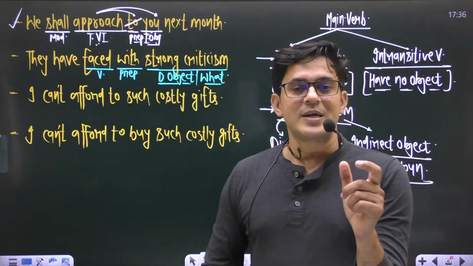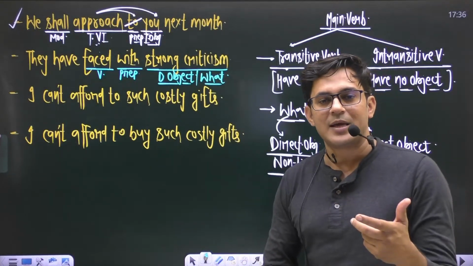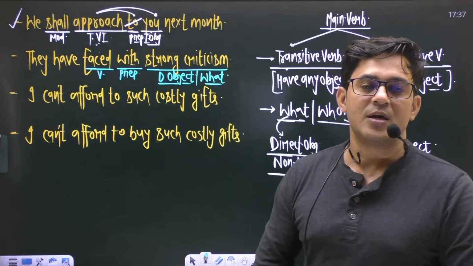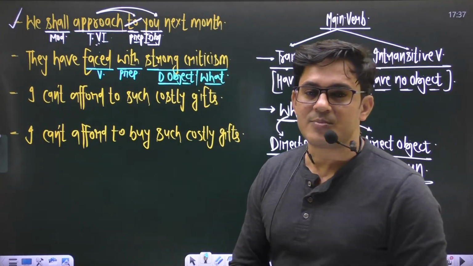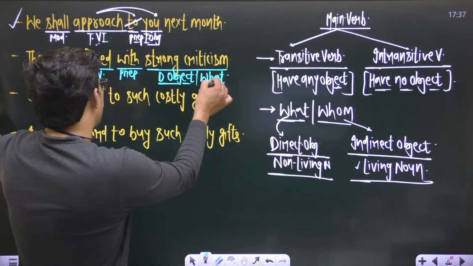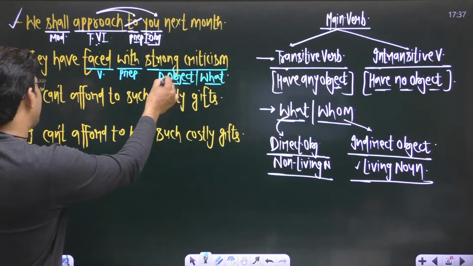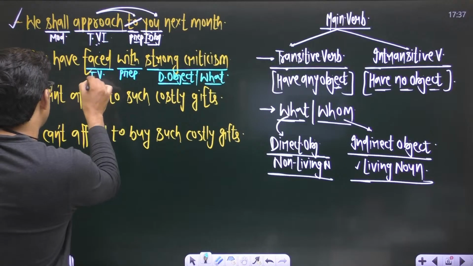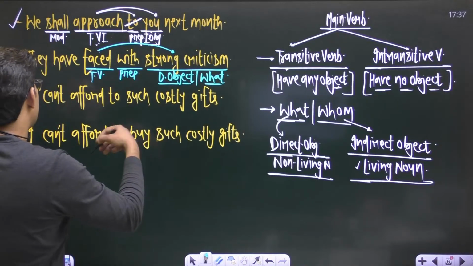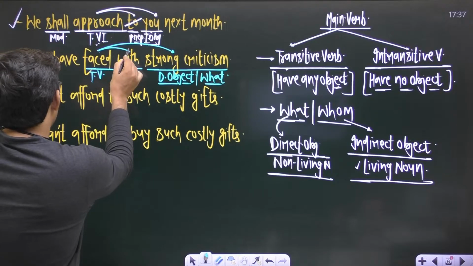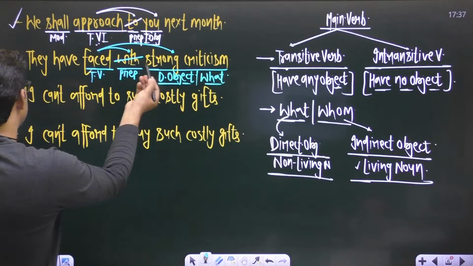Meaning, you are getting the reply of what. If you put a question like this, what have they faced? You will get the reply: they have faced strong criticism. And if you are getting the reply of what, it means this now becomes a direct object. And if you have a direct object, it means the verb is transitive, and transitive verbs are followed by an object. In reality, transitive verbs are not followed by any preposition. So you will have to drop the preposition with.